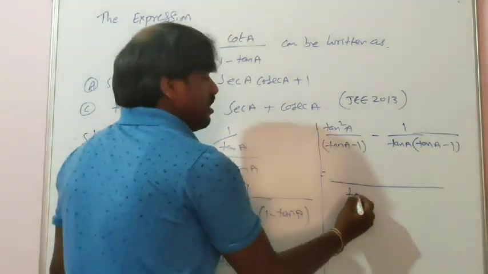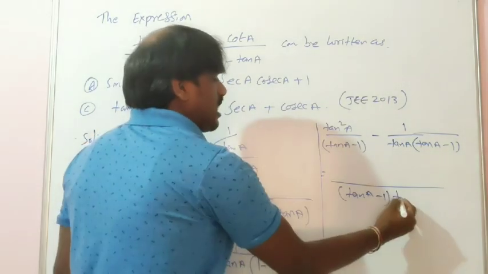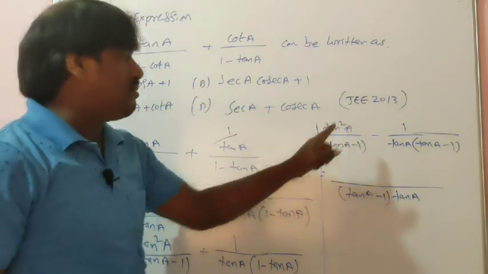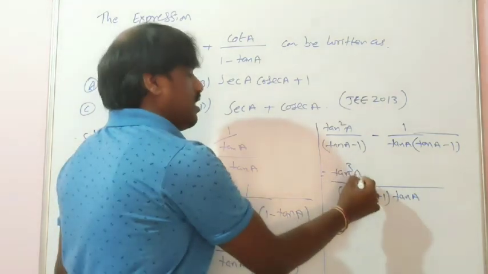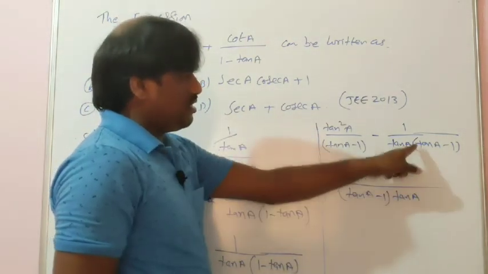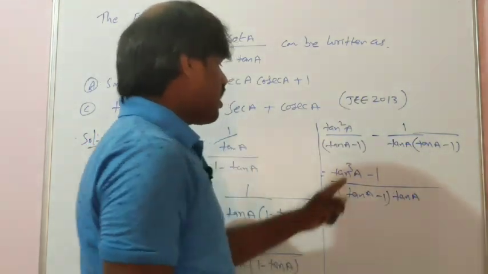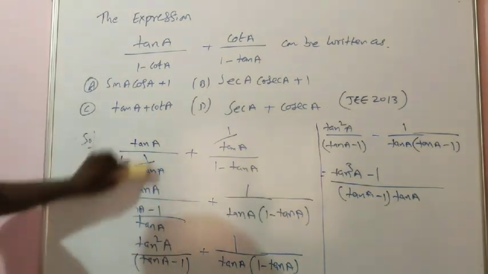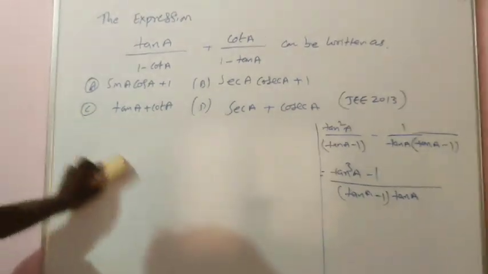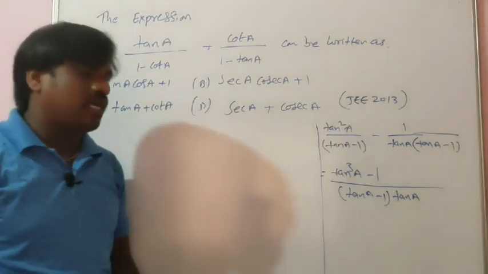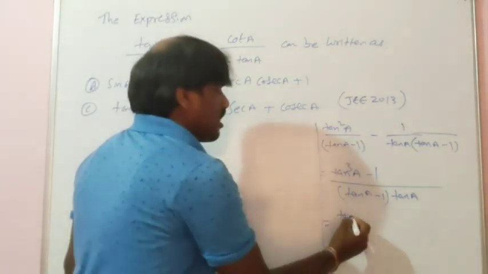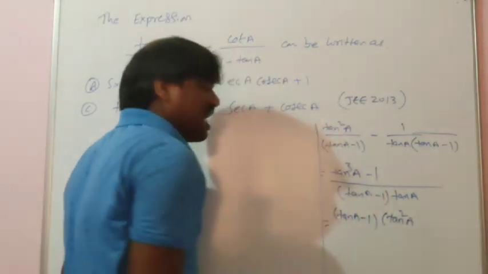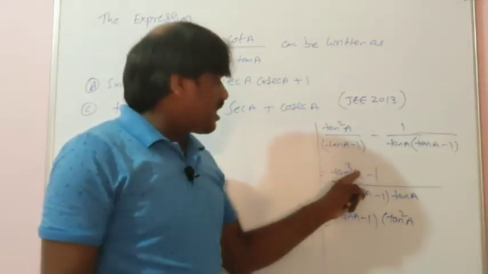Then you can take the LCM, tan A minus 1 into tan A. The denominator tan A minus 1 is the same, so tan A multiplies the first numerator and I get tan cube A minus 1 on the top. So the numerator is of the form A cube minus B cube. Let us solve that. I can use the formula A cube minus B cube, which is A minus B into A square plus AB plus B square. I posted these formulas in the group. What is the A cube minus B cube formula?